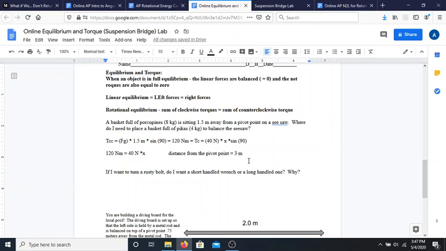Hopefully you had a chance to contemplate this. If I want to turn a rusty bolt, I probably want to produce a lot of torque because it's probably stuck. Of these two, the one that can produce more torque is the long-handled one. That goes back to what we talked about in the last video: torque depends on the applied force times the length of the lever arm times the angle. The longer wrench has a longer lever arm, so it can produce more torque. So you want the long-handled one.